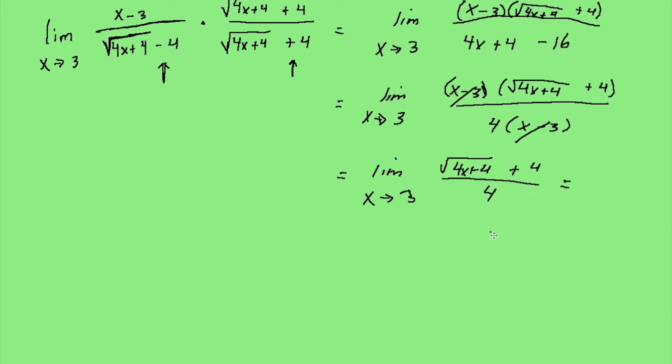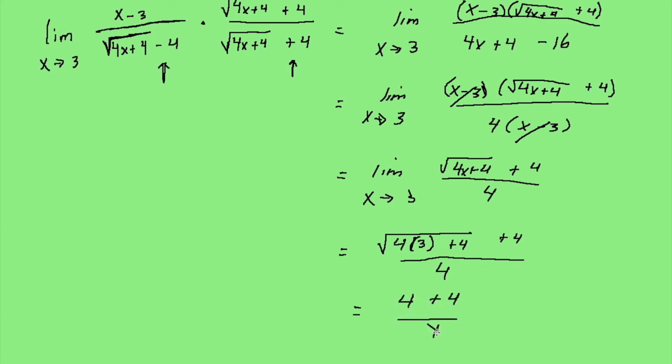So let's go ahead and plug in that 3. I'm going to write it down here instead. So let's plug in 3: the square root of 4 times 3 plus 4, over 4. See if we can simplify this. That's 12 plus 4, 16. The square root of 16 is 4, plus 4 over 4. And this tells us that the overall limit for this equation is 2.